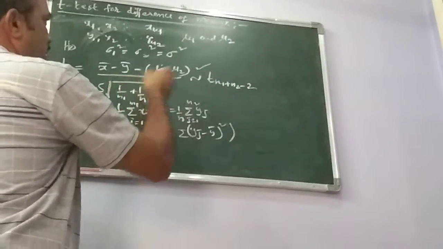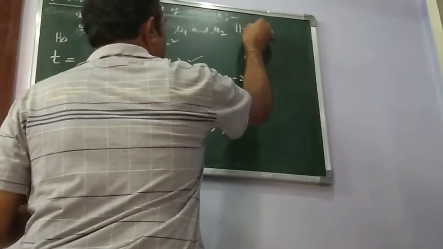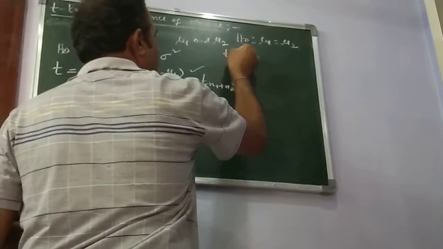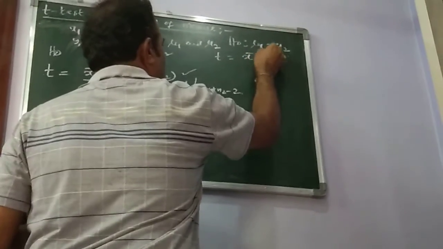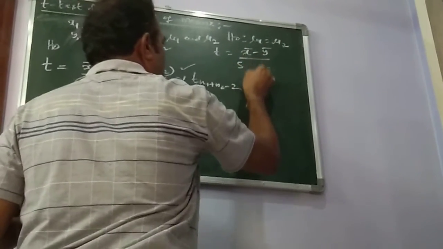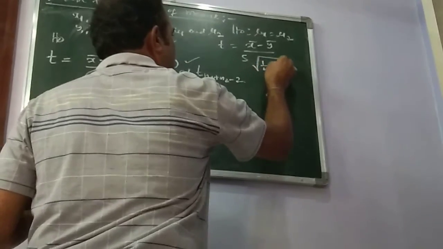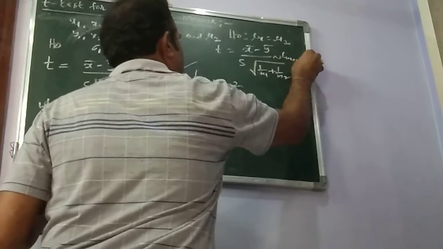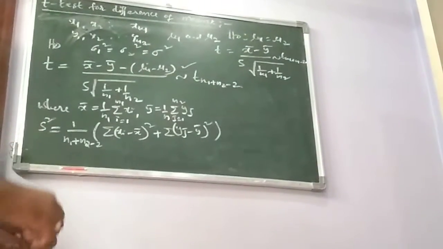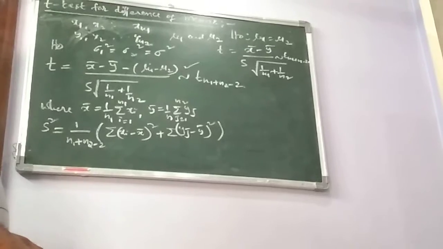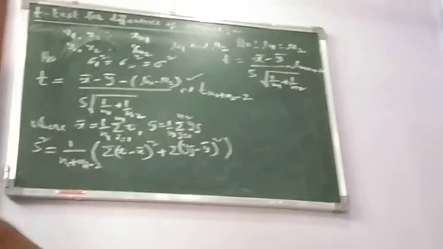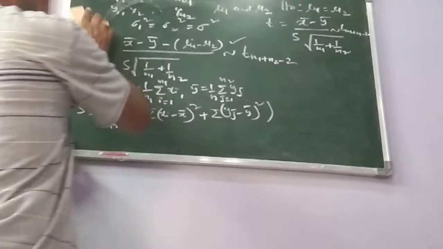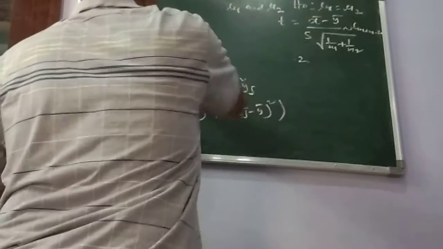Under the null hypothesis H0: mu1 equal to mu2, t is equal to x bar minus y bar divided by capital S into square root of 1 by n1 plus 1 by n2, which follows t with n1 plus n2 minus 2 degrees of freedom. Capital S square is an unbiased estimator of the population variance. How is it proved? I will prove this now.